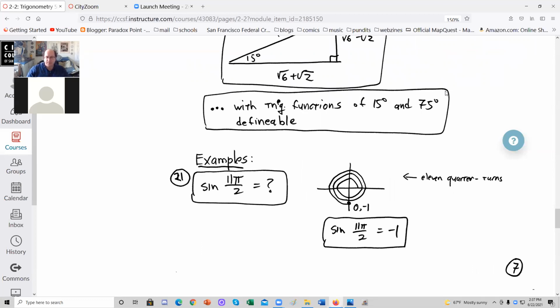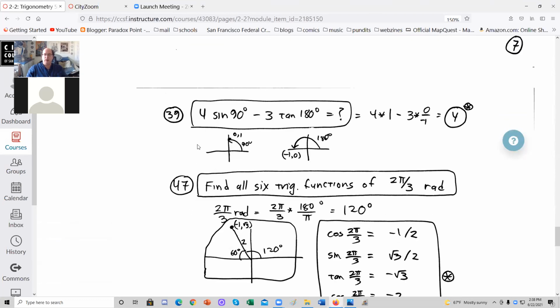So for example, sine of 11 pi over 2. What is that? Well, pi over 2 is 90 degrees. So 1, 2, 3, 4, 5, 6, 7, 8, 9, 10, 11, 90-degree turns. It lands at 0 by -1. Sine is the y coordinate, so sine of 11 pi over 2 is -1. Cosine is 0.